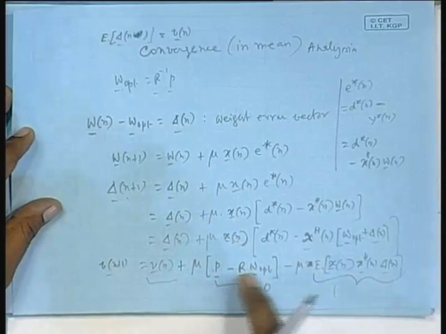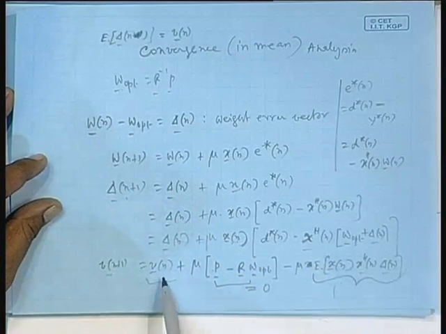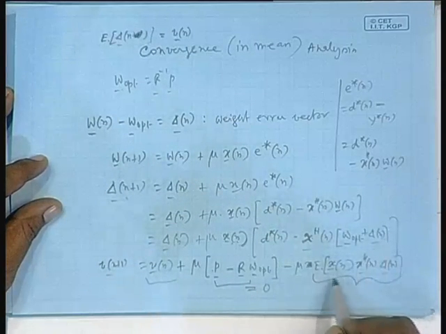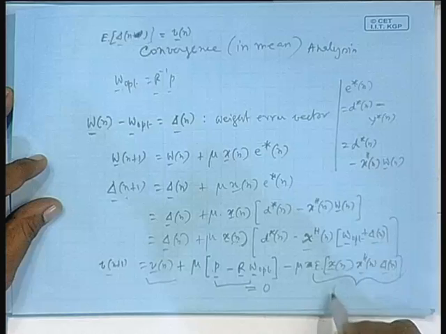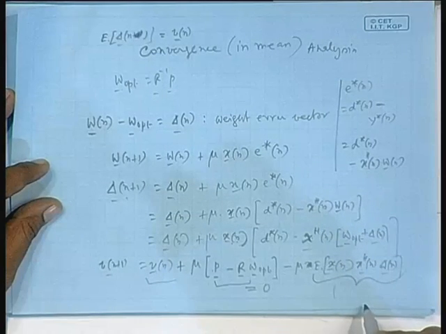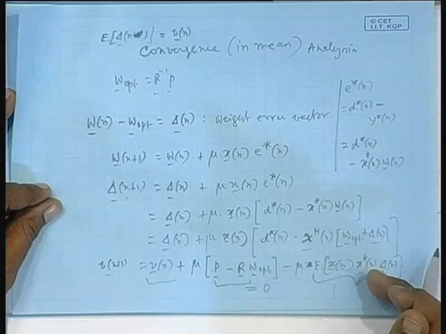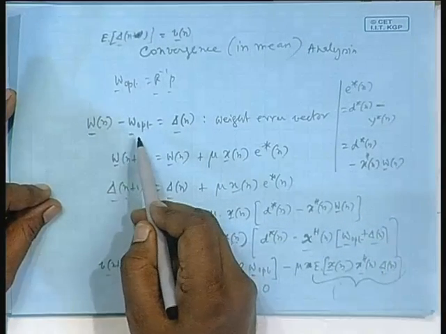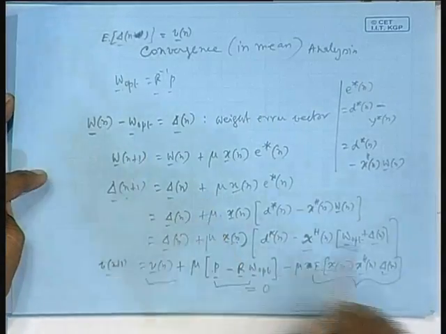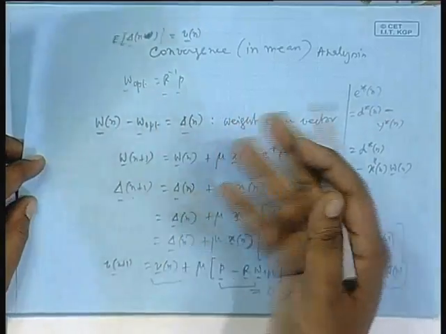Just to give you a cue, this is where we are left with: this factor becomes 0, V n plus 1 is equal to V n minus mu times this term, and here you have a product of 3 terms: one column vector, one row vector, and another column vector. Out of which delta n is equivalent to W n, in the sense that it is W n minus W opt, and W opt is a constant, not random. So, delta n depends only on W n and nothing else.